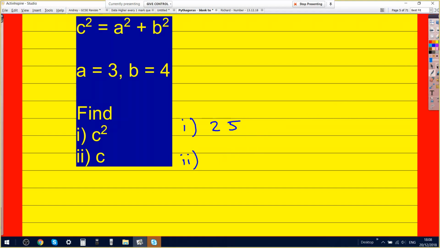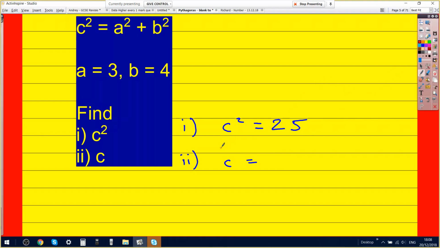So C. Seven. How did you get 7? Just took away the squared from all of them. So C squared is 25. How do you go from having C squared to just C? What's the opposite of squared? Square root. And so you square root both sides.